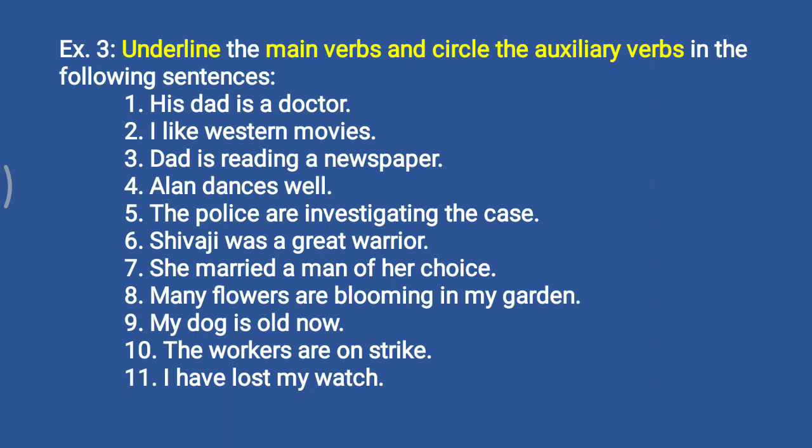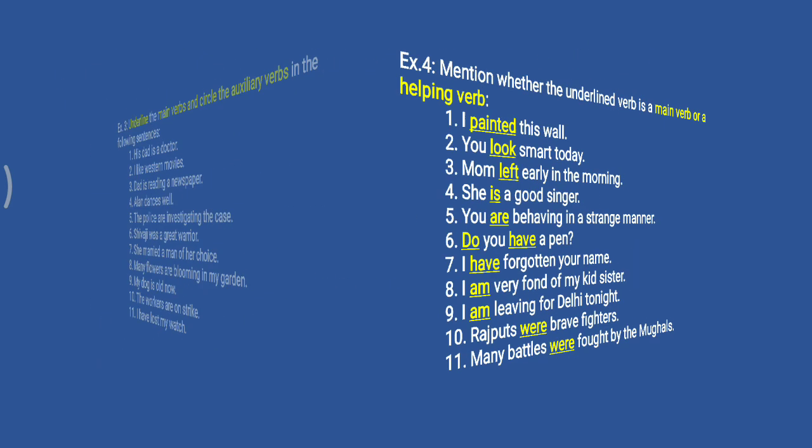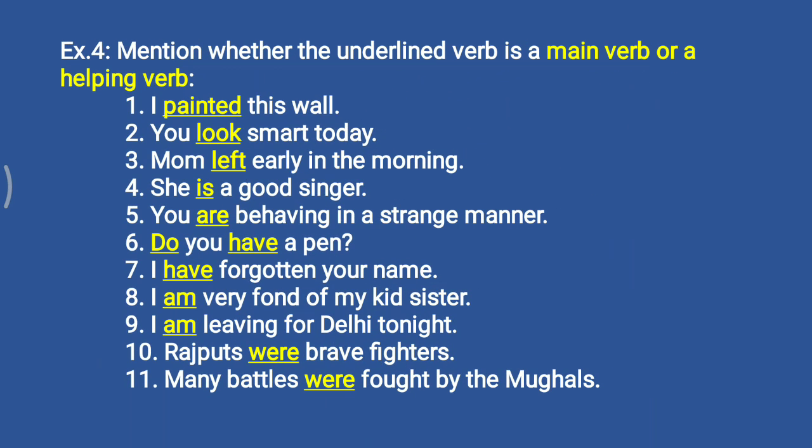My dog is old now. In this sentence, is is the main verb. The workers are on strike. In this sentence, are is the main verb. I have lost my watch. In this sentence, have is the auxiliary verb and lost is the main verb. Exercise number 4. Mention whether the underlined verb is a main verb or a helping verb.